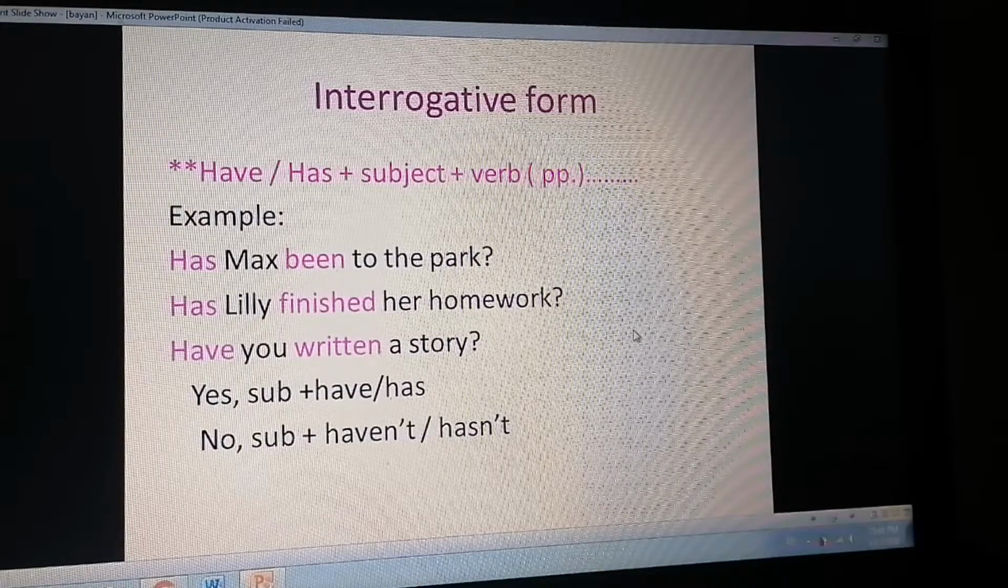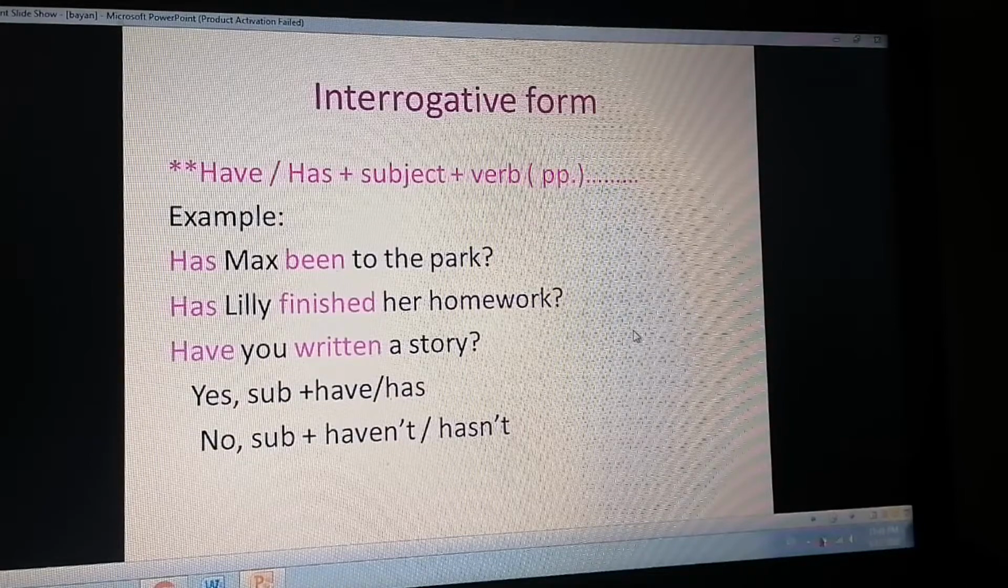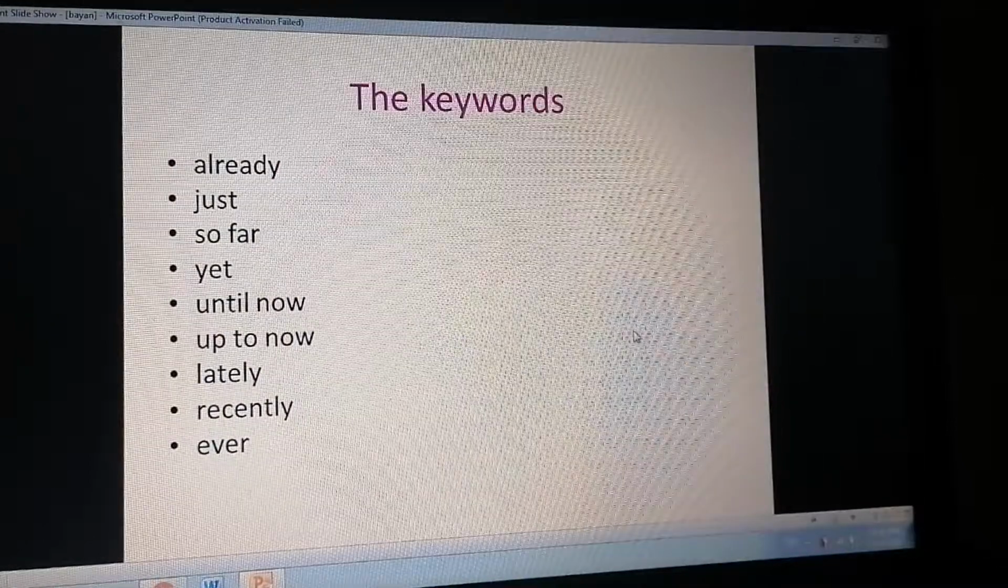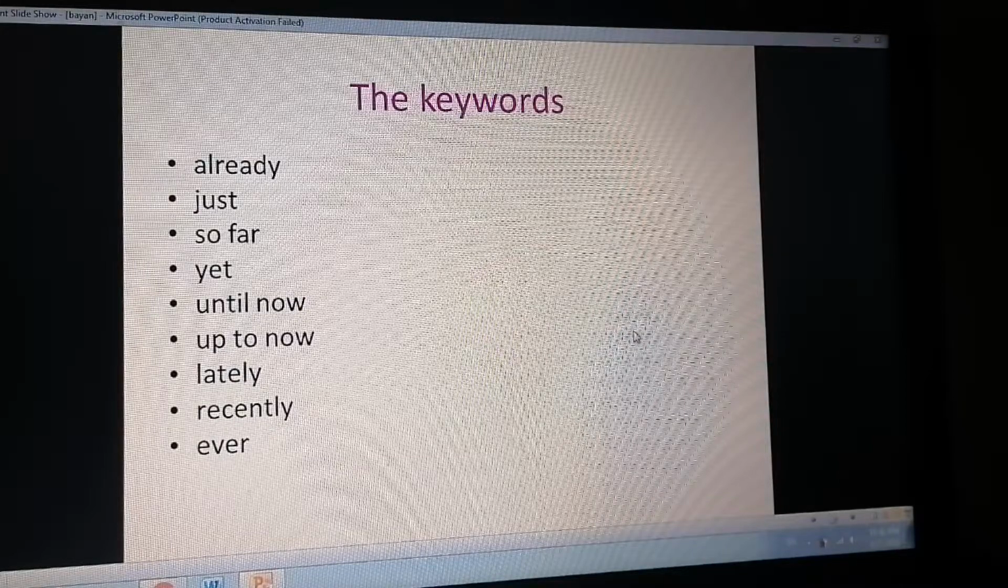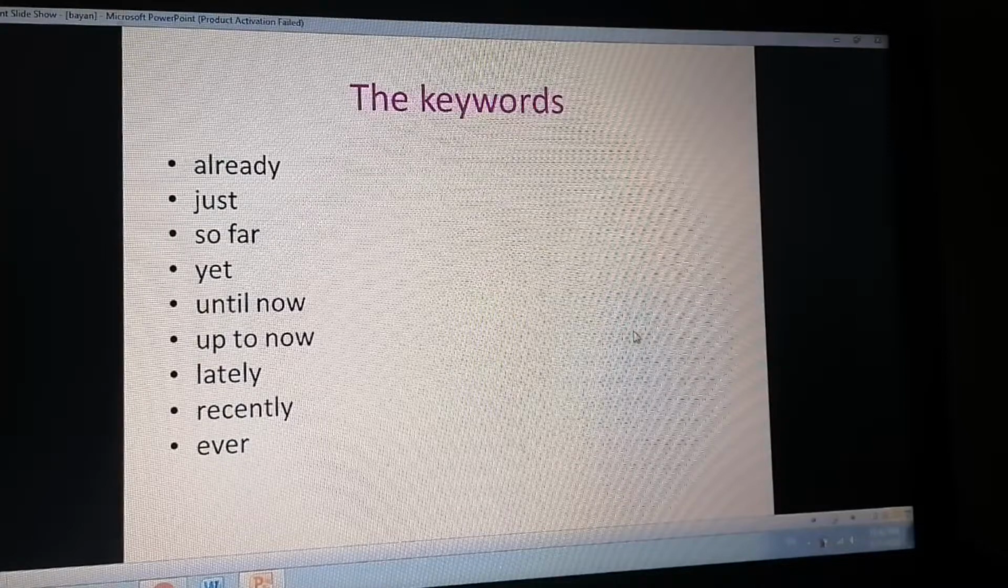Let's answer this question. Has Max been to the park? Yes, he has. Or no, he hasn't. Has Lily finished her homework? Yes, she has. No, she hasn't. Have you written a story? Yes, I have. Or no, I haven't. The keywords of present perfect: already, just, so far, yet, until now, up to now, lately, recently, and ever. So these are the keywords of present perfect tense.